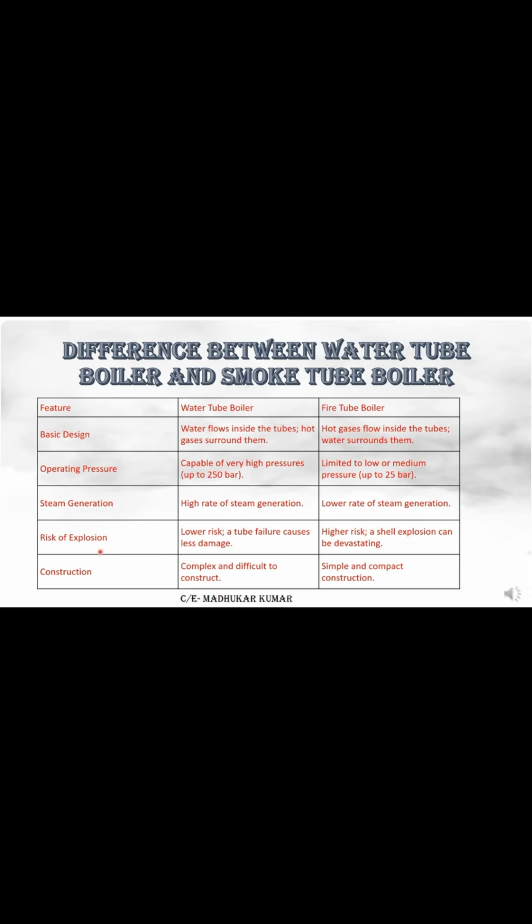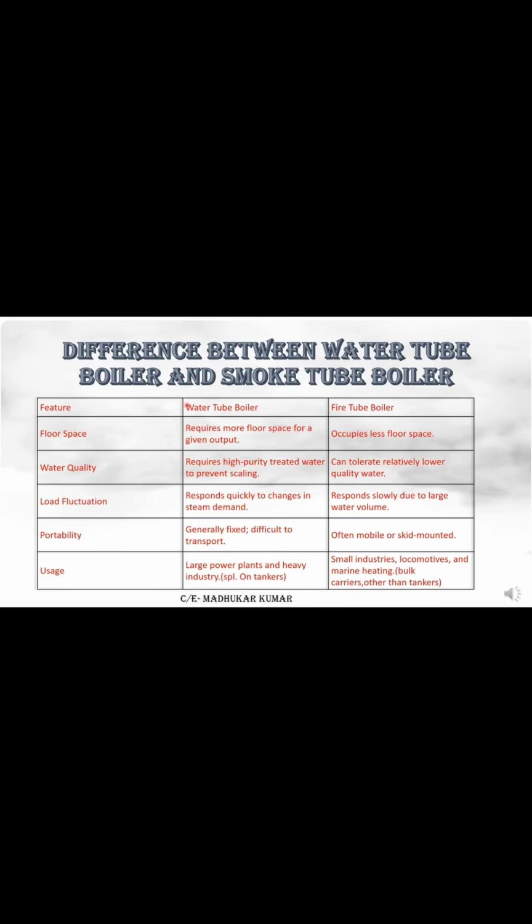Risk of explosion. We have a high risk of explosion in the case of shell explosion in the fire tube boiler, but in the case of the water tube boiler we have a lower risk because the water is inside the tubes. Construction part: in the water tube boiler, as the steam demand is high and the pressure is high, it is complex and difficult to construct. So many things are there. Here, in the fire tube boiler, it is very simple and compact in construction.